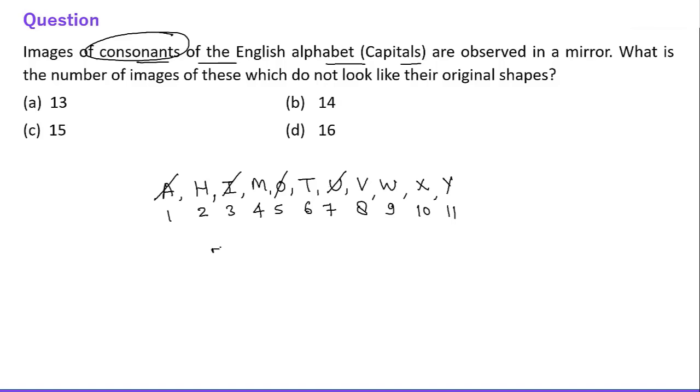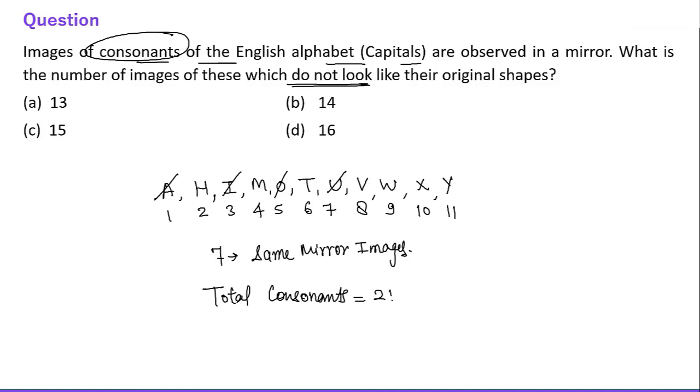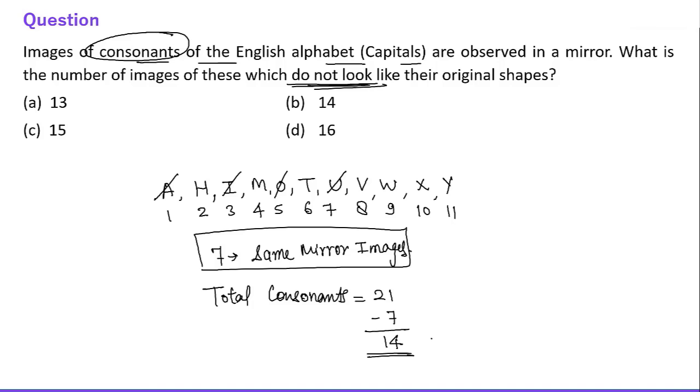Fine. So 7 consonants have the same mirror image, right? Question is saying, what is the number of images of these which do not look like their original. Fine. So total, how many consonants are there? Total consonants are 21, right? And 7 have the same mirror image. They are asking which don't have the same mirror image, right? So total minus 7, this is 14. 14 don't have the same mirror image, right? So the correct answer is 14. Okay, everyone, the correct answer is 14, right?